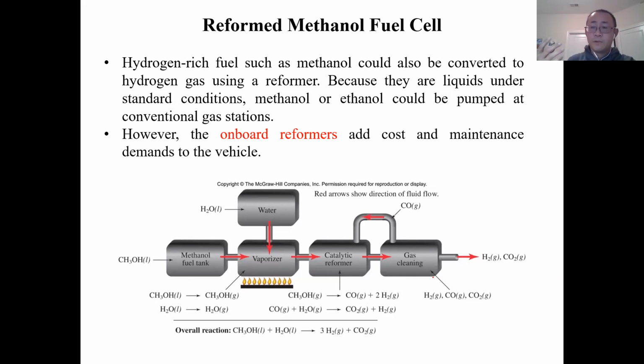And someone raised the concept of putting reformers on board, which means installing the reformers in your car. So basically you're running on fuel cells, but you're putting in methanol, for example, and your car generates hydrogen. But onboard reformers will add extra cost and maintenance demands to the vehicle. So you're basically not just carrying a fuel cell, you're carrying another device called a reformer that converts another fuel into hydrogen.